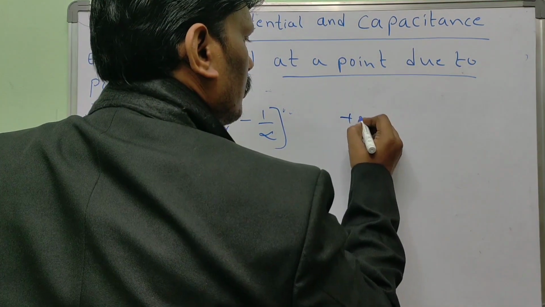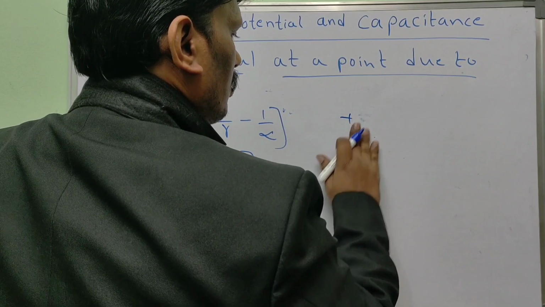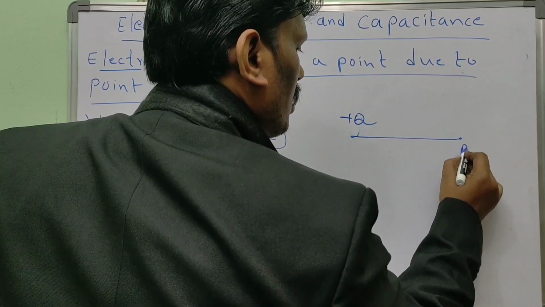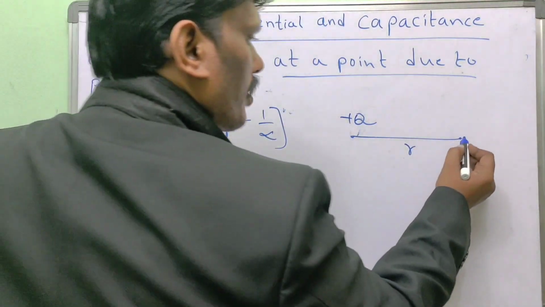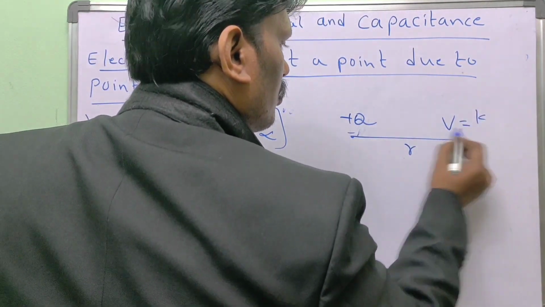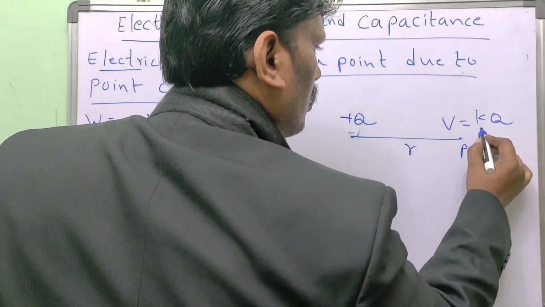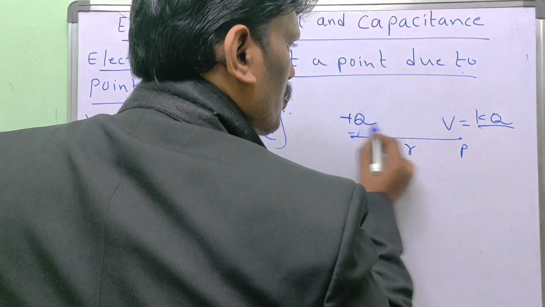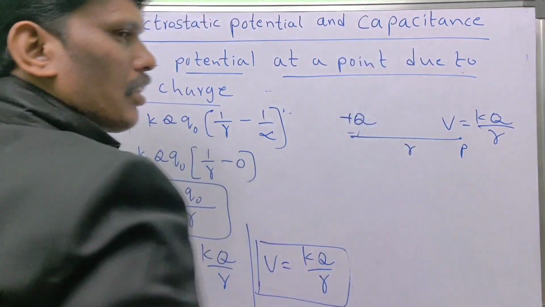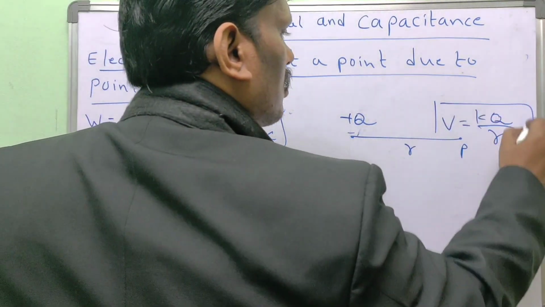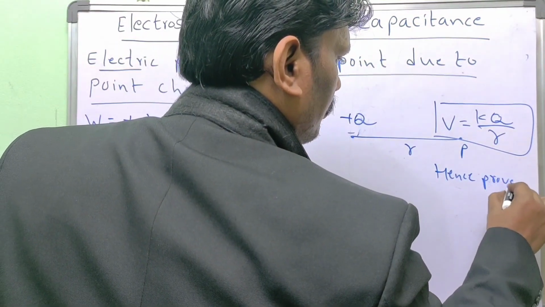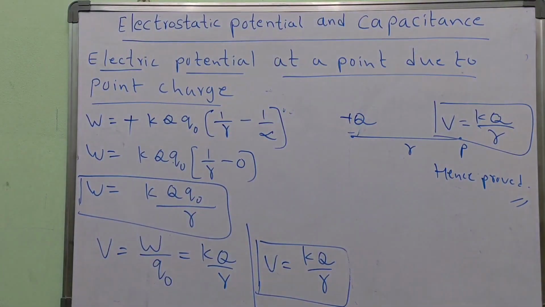This is the positive charge at this point. From the positive charge, I am going to consider a point P which is at a distance r. So the potential at this point, because of this positive charge, is K into this charge Q upon the distance of the point from the plus Q charge, that is r. K q by r. So this is the required potential at point P because of this plus Q charge. This is the potential due to a point charge derivation. Hence proved. Note down, students.